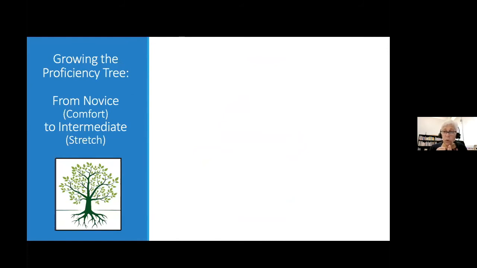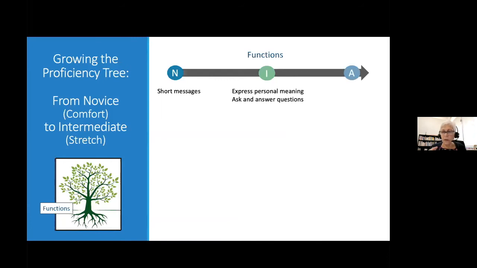So we're going to think about growing the proficiency tree. First, from novice to intermediate. So if you have novice learners, they've got comfort at that level. How do we stretch them to the intermediate level? So we have to have awareness that the language function of the novice is short messages, and our goal is to grow them to being able to express personal meaning and ask and answer questions.